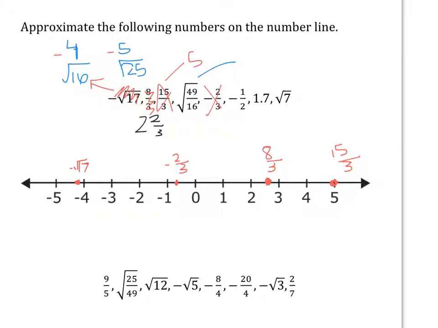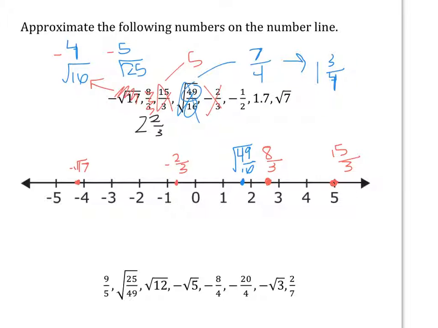So positive square root of 49/16 turns into the square root of, or the square root goes away, and I'll take the square root of 49, which is 7, and the square root of 16, which is 4, and get 7/4, which then we could rewrite as 1 3/4. So 1 3/4 would be about right there. So that would be the square root of 49/16.